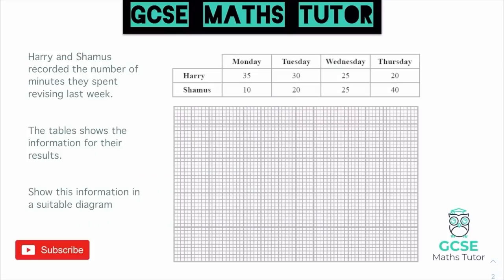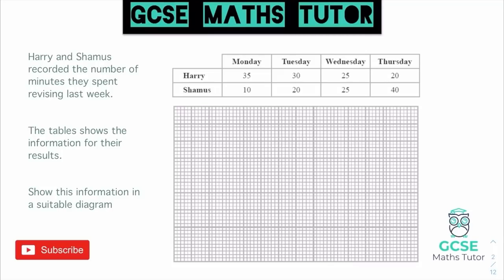Okay, so this question says Harry and Seamus recorded the number of minutes they spent revising last week. So the table shows some information and it wants us to draw a suitable diagram to show this information. There's a couple of options. We're obviously going to be drawing a bar chart, but there are a couple of different bar charts that we could draw. Now, regardless of which option we go for, we're going to have to scale the axes.